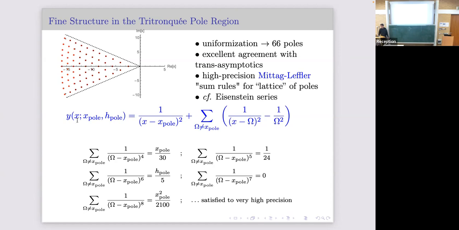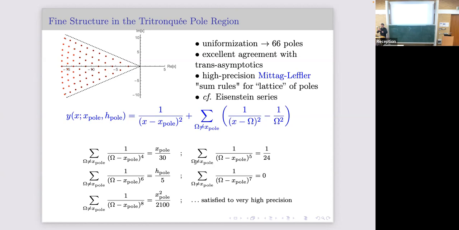But you can use exactly the same argument because it's a meromorphic function. You get some rules connecting the location of the pole and the second coefficient. And you can check that if you sum over all of the poles, but actually we don't have that many of them, sum over many of them, starting at one of these poles around here, you can check that these sum rules are satisfied to very, very high precision.